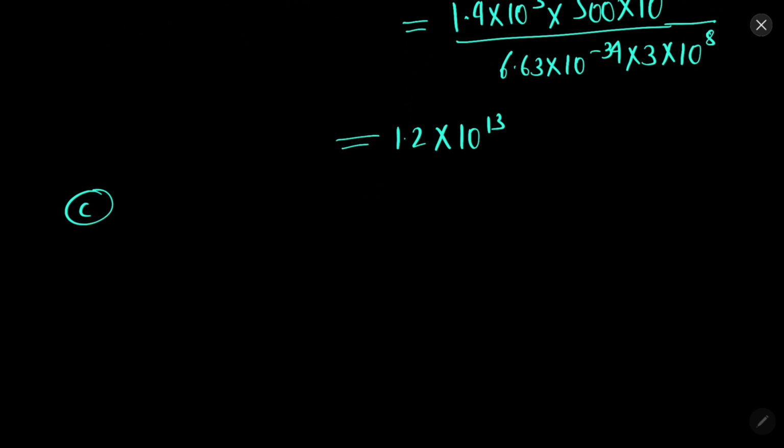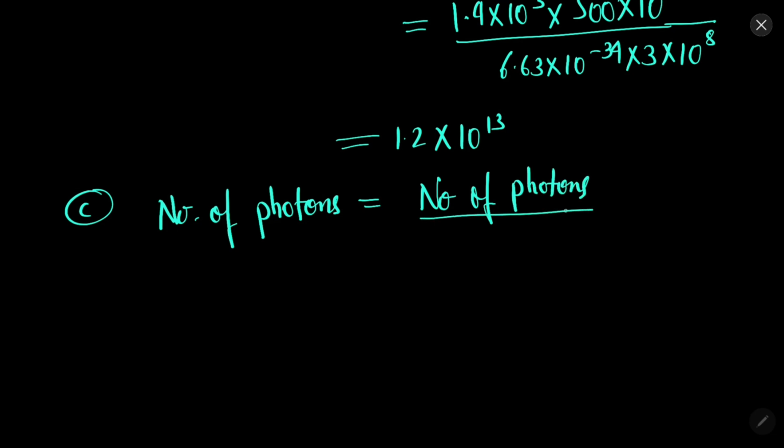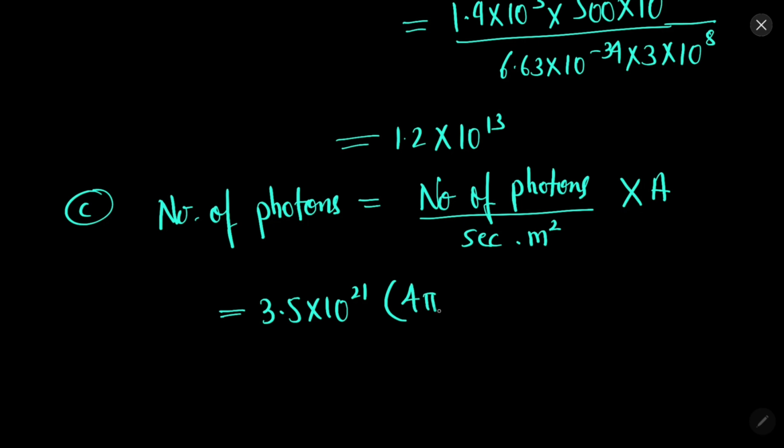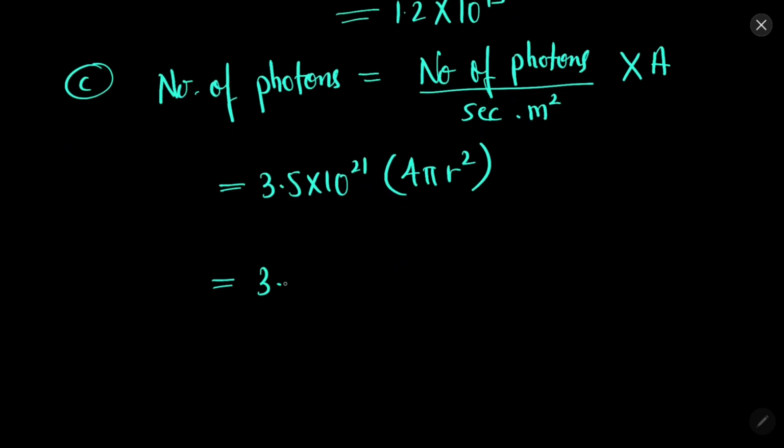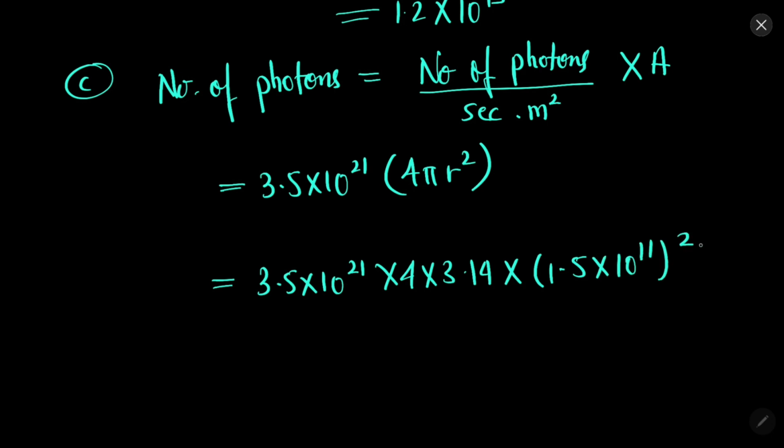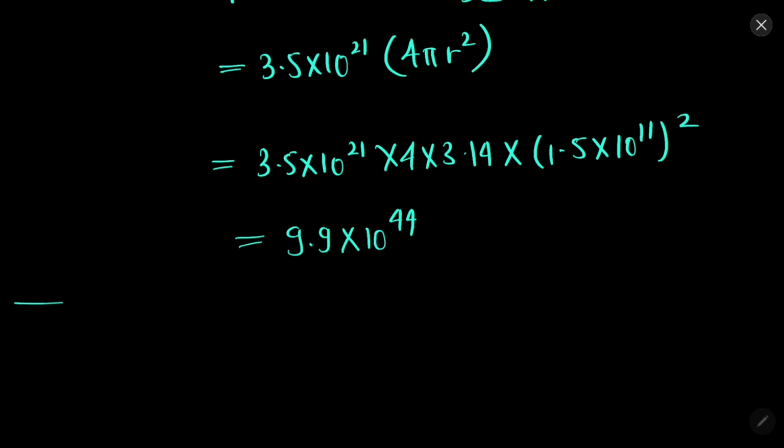Now the third part. The number of photons will be equal to the number of photons per second per meter square into area. So 3.5 × 10^21 times 4 pi r squared, which is the surface area. So 3.5 × 10^21 times 4 times 3.14 times r, which is 1.5 × 10^11, whole squared. So this will give us 9.9 × 10^44. So this will be the number of photons.